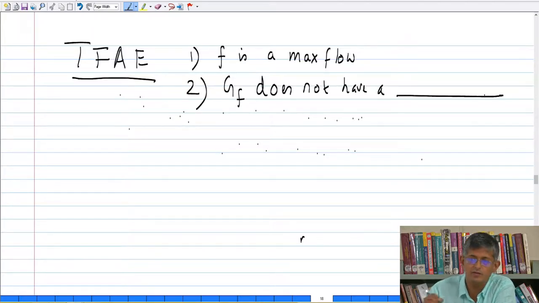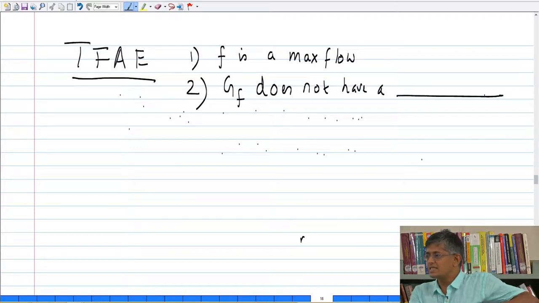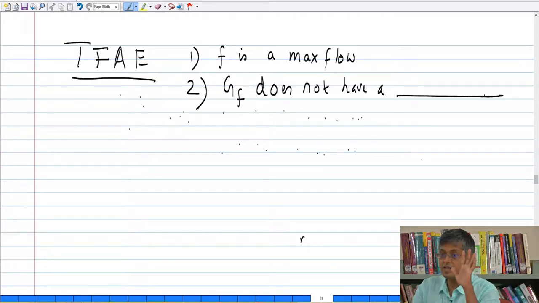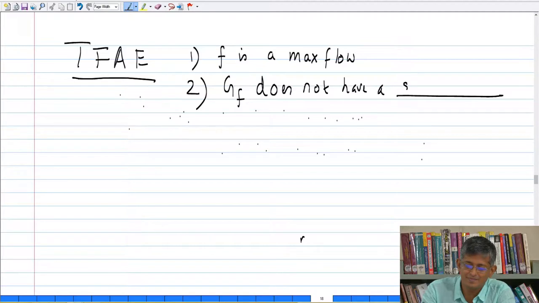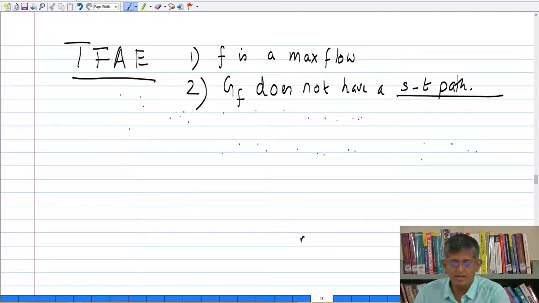Can somebody complete this for me? If F is a max flow in the given network G, no, the residual network is GF, there is no ST path. Super. Yeah, all of you are right. GF does not have an ST path, because if there is an ST path, you can increase the value of the flow.